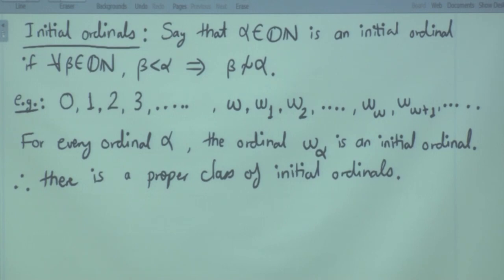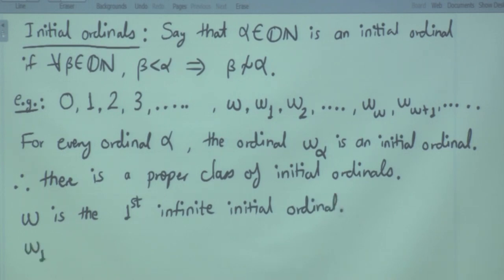Okay, so here what is there to note? Look at omega. Omega is the least infinite initial ordinal. Correct? So let me write that. See, least elements exist in every ordinal, but least elements also exist for every non-empty subset of ON, of the class of ordinal numbers. So let me write that. So omega is the zeroth or first, whatever you want to call it, first infinite initial ordinal.